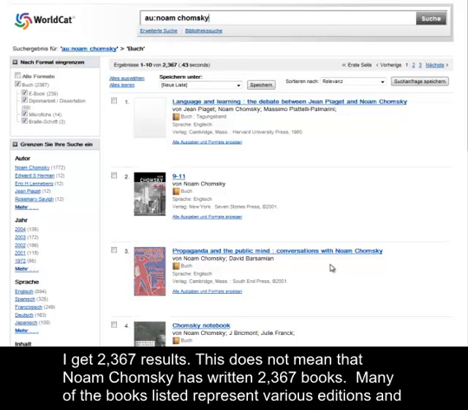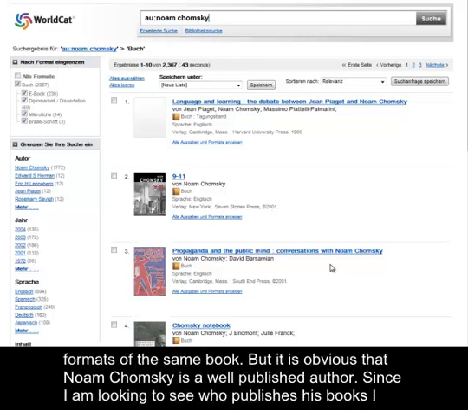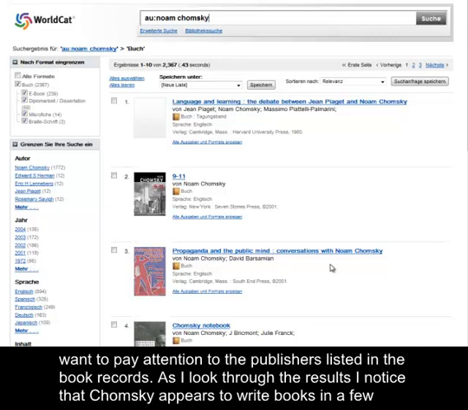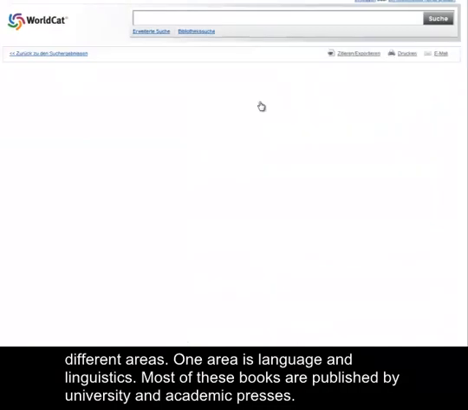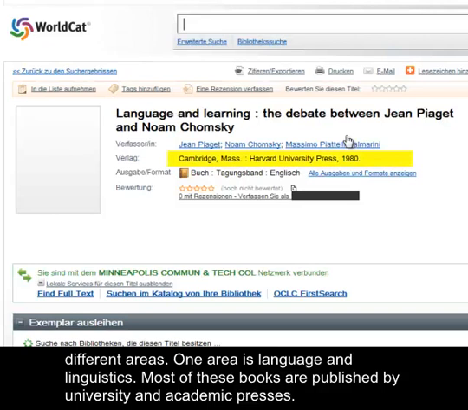This does not mean that Noam Chomsky has written 2,367 books. Many of the books listed represent various editions and formats of the same book, but it is obvious that Noam Chomsky is a well-published author. Since I am looking to see who publishes his books, I want to pay attention to the publishers listed in the book records. As I look through the results, I notice that Noam Chomsky appears to write books in a few different areas. One area is language and linguistics.